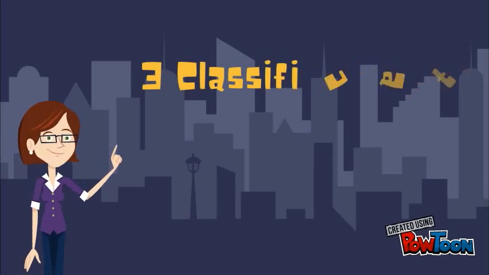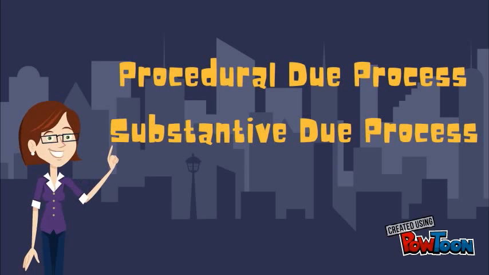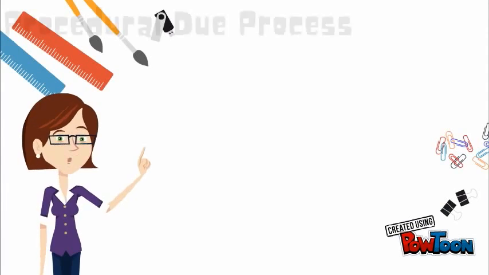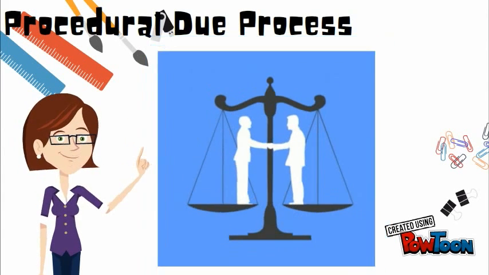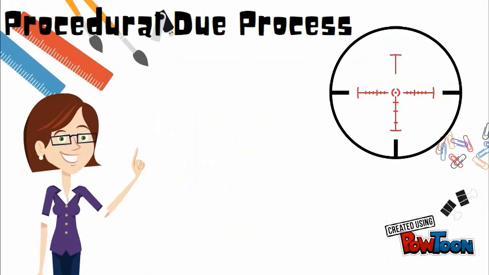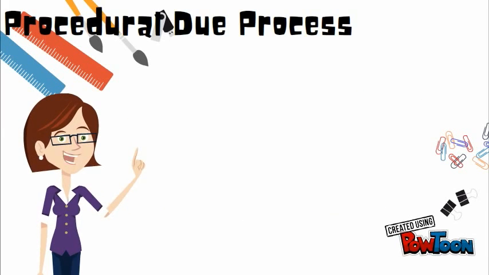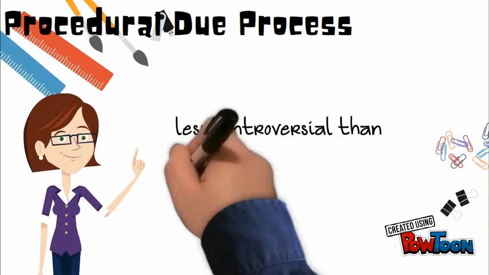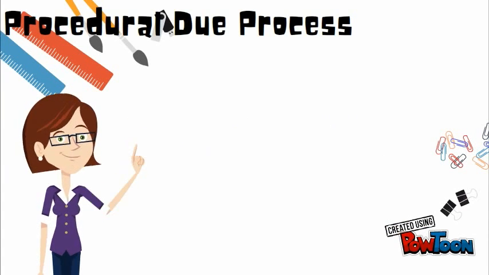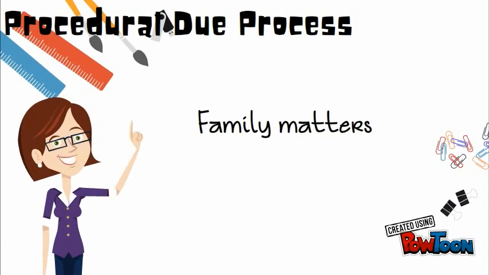There are three classifications of due process of law, namely procedural, substantive, and administrative due process of law. First, procedural due process is the fairness of the procedures used to enforce the law. It focuses on fair and timely procedures. It is far less complicated and controversial than substantive due process, which focuses on government regulation of conduct, such as abortion, sexual conduct, and certain family matters.